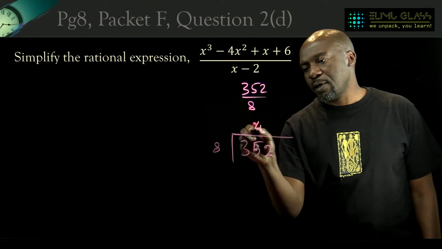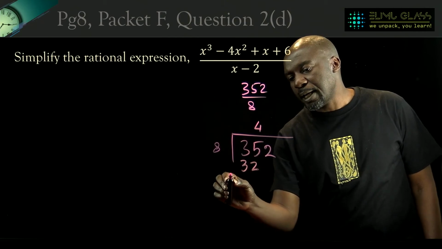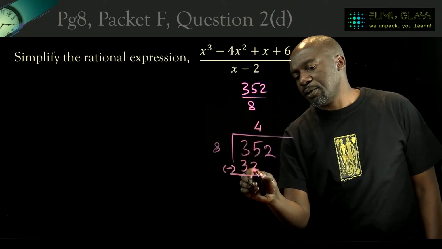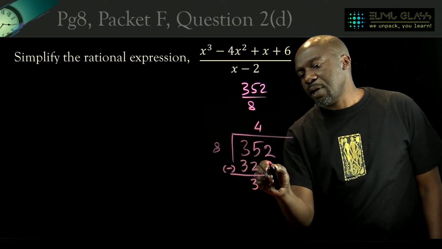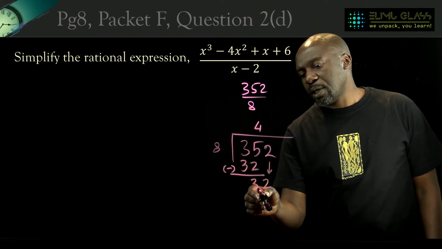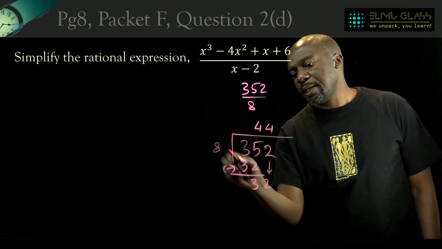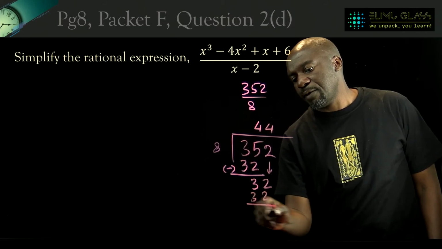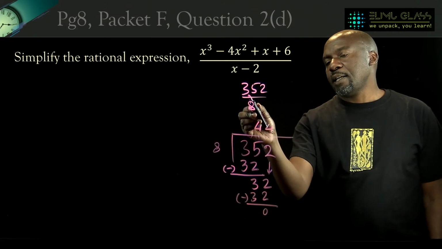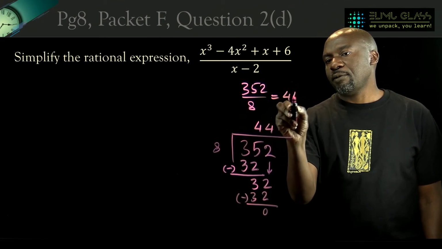Then I say 4 times 8 is 32. So I write 32 here. And I subtract. Okay, so 35 minus 32 is 3. And then I bring down my 2 there and I have 32. And 8 goes into 32 4 times. And 4 times 8 is 32. And if I subtract, there is no remainder. And so I can say that 352 divided by 8 is actually 44, like that.